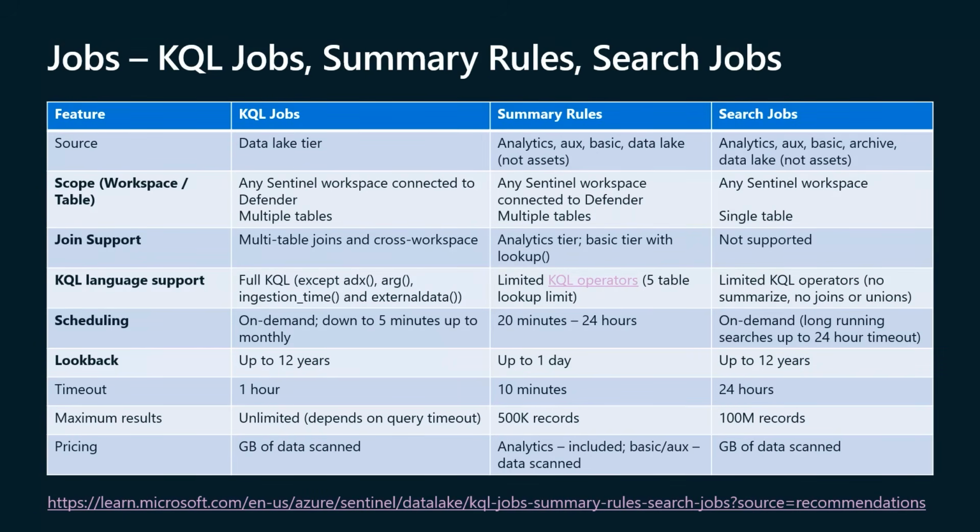into KQL jobs. Now, we did a lot of work around KQL job frequency as part of our GA release. You can now schedule KQL jobs down to 5-minute intervals. It gives you fully flexible KQL, multi-table joins, and cross-workspace queries. You can do lookbacks up to 12 years, and our timeouts are very generous with a 1-hour timeout. So really, the framing should be: anything you were doing previously in summary rules and search jobs, you should be looking at transitioning to KQL jobs.